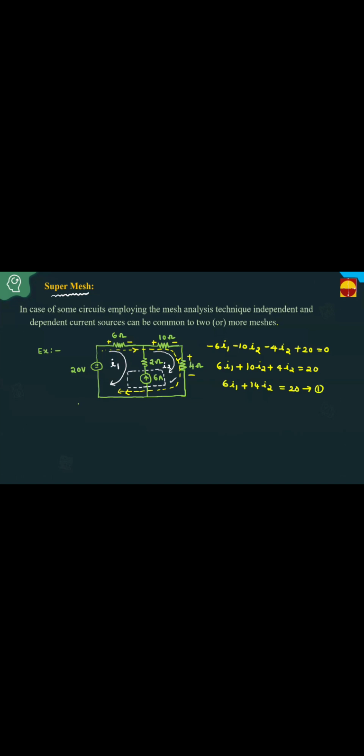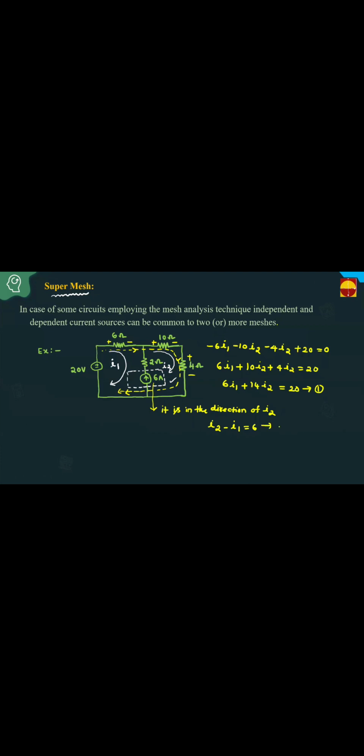Now for the super mesh, take the current direction. The 6 ampere current source, first identify its direction: is it in the direction of I2 or I1? It is in the direction of I2, because I2 current I took like this. If it is in the direction of I2, that is the reason you take I2 minus I1 equal to 6 amperes.